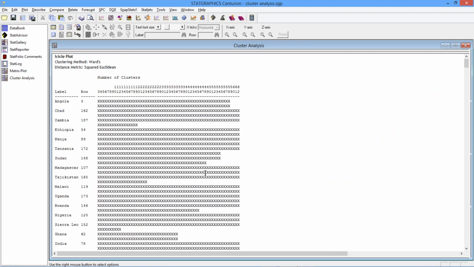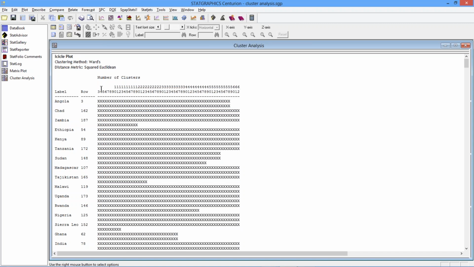One of the interesting plots that I like, at least if I don't have too many observations, is something called an icicle plot. An icicle plot will show you for each country in the data set what countries belong to what groups when I have 3 clusters, 4 clusters, 5 clusters, 6 clusters, and so forth, all the way up to 62.